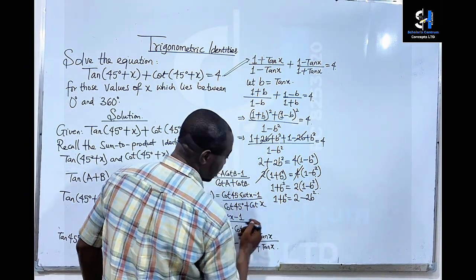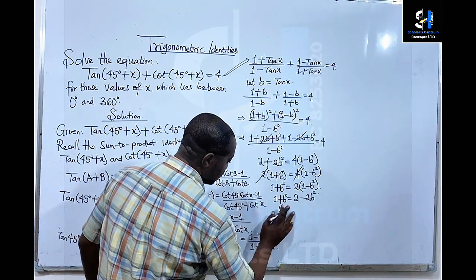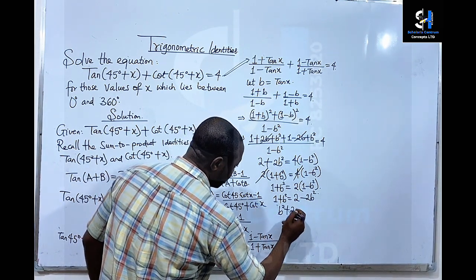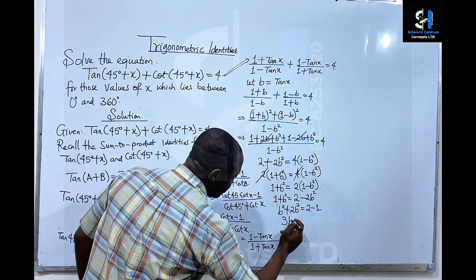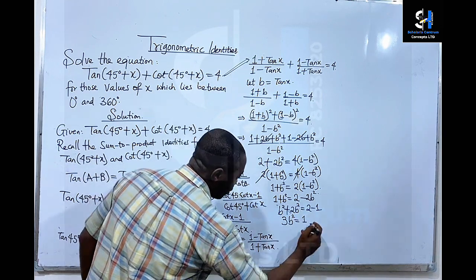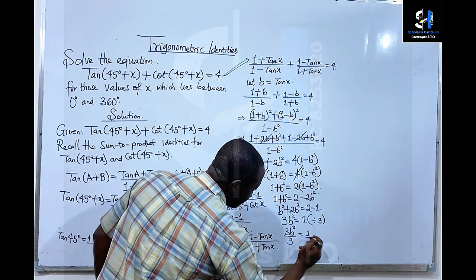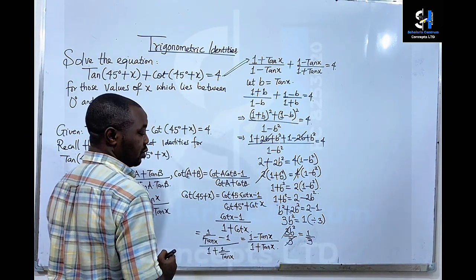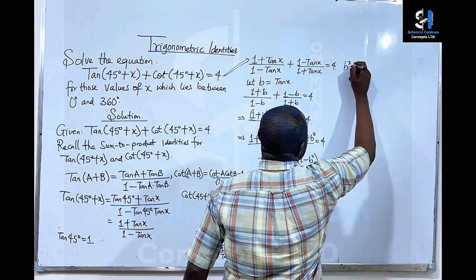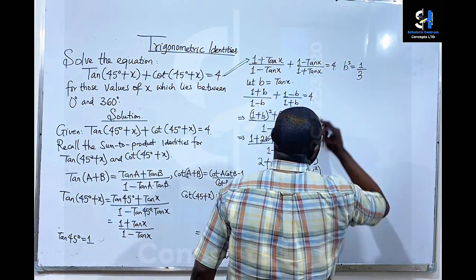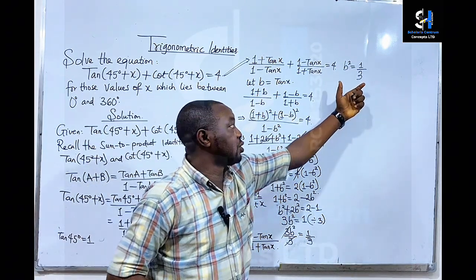So I'm going to move this to the other side. This will be b squared plus 2b squared equals 2 minus 1, and this will be 3b squared equals 1. So now when we divide both sides by 3, 3b squared divided by 3 equals 1 divided by 3. So now we have b squared equals the reciprocal of 3, that's 1 over 3.